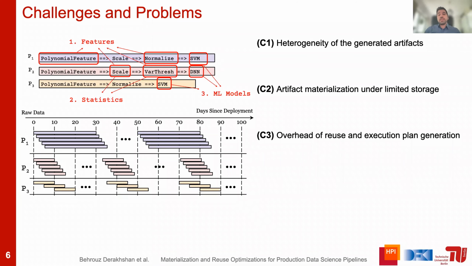And we need to find the execution plan with a small overhead. And lastly, we are in an environment where data continuously arrives. Therefore, the distribution of the data may change. Reusing data blindly in the presence of a distribution change may lead to wrong results, and we should account for that as well. In the rest of this talk, I will be focusing on challenge 1 and 2, and I invite you to check out our paper for more details on the rest of our proposed solutions.